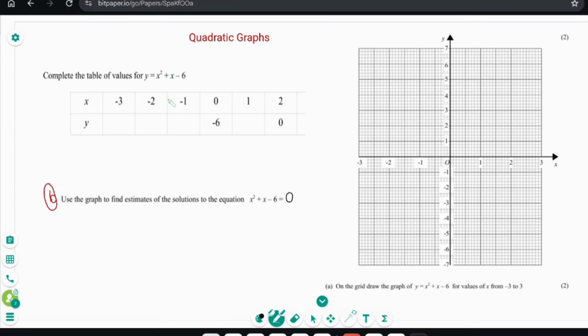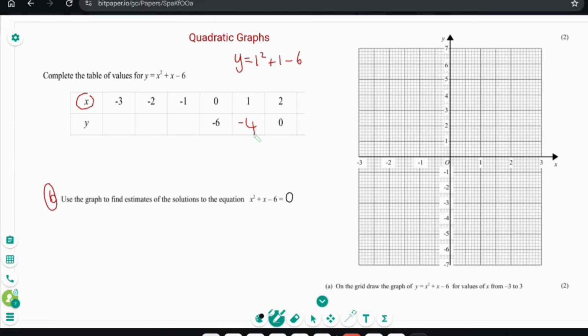Okay, so here's our equation, y equals x squared plus x minus 6. Given our x values, we've got to find the missing y values. I would just get into the habit of typing this straight into your calculator. So when x is 1, y is 1 squared plus 1 take away 6. 1 squared plus 1 take away 6 is negative 4.